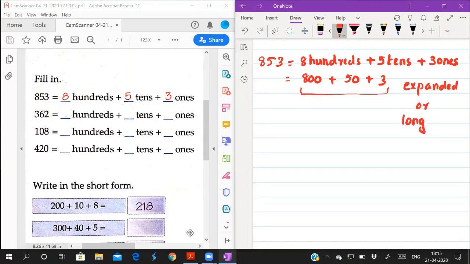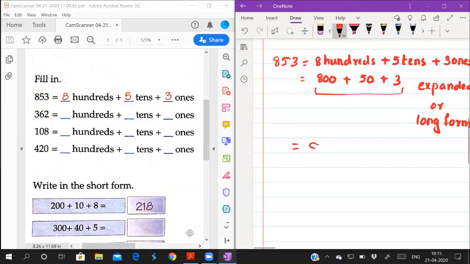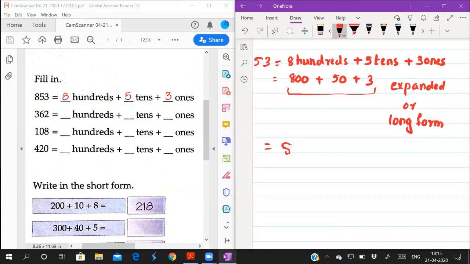Both, when in the exam a question comes, write in expanded form or long form, you can write the first one or the second one, both. If you write the first, it is also correct. If you write the second one, it is also correct. And this, we add these three numbers, 800 + 50 + 3, 853, this is short form.